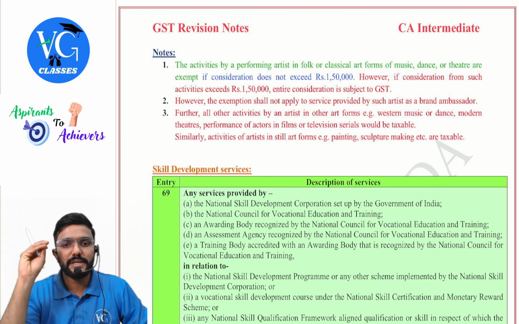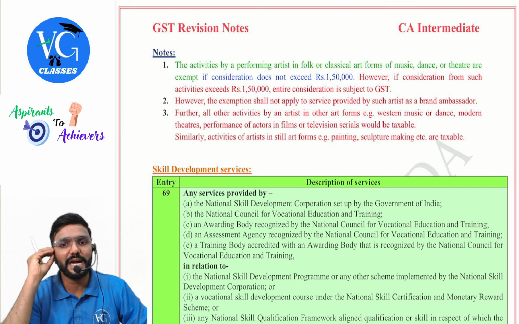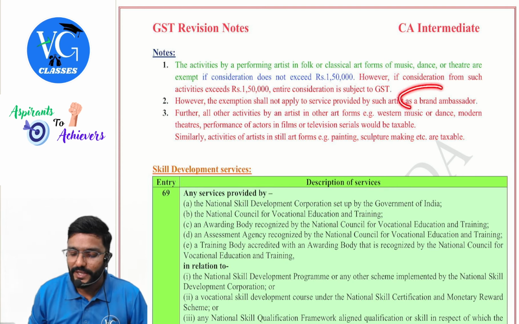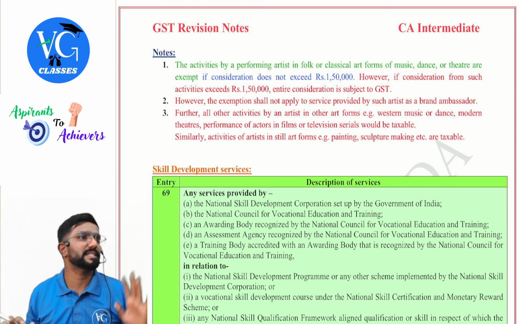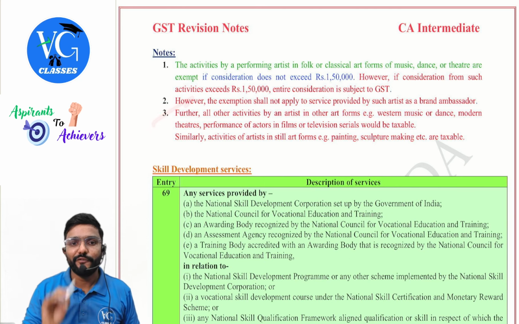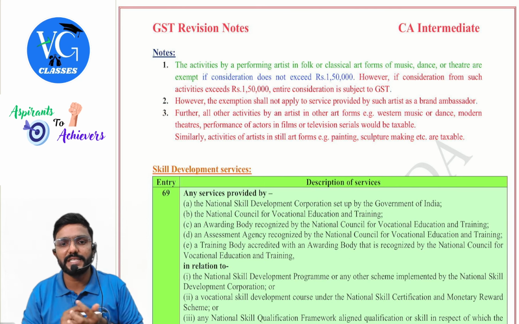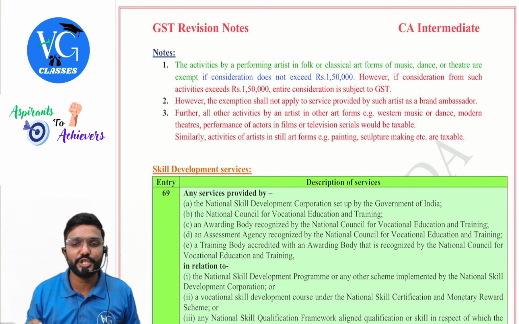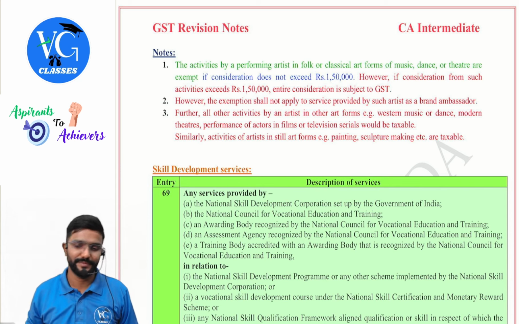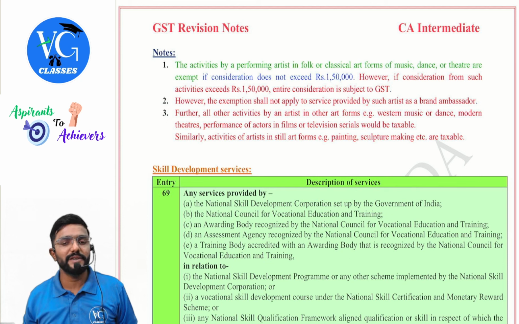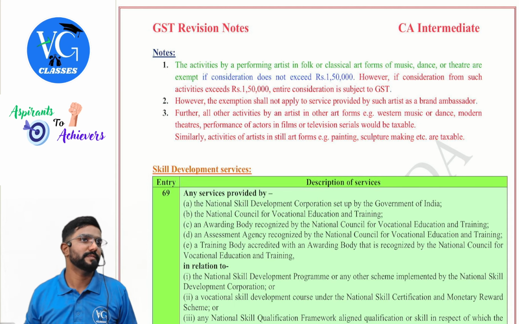Second one. However, the exemption shall not apply to service provided by such artist as a brand ambassador. If they are providing the services as a brand ambassador, irrespective of the amount, it is fully taxable. Next, third one. Further, all other activities by an artist in other art forms, for example Western music or dance, modern theatre, performance of actors in films or television serials, would be taxable. Similarly, activities of artists in still art forms, for example painting, sculpture making, etc., are taxable.